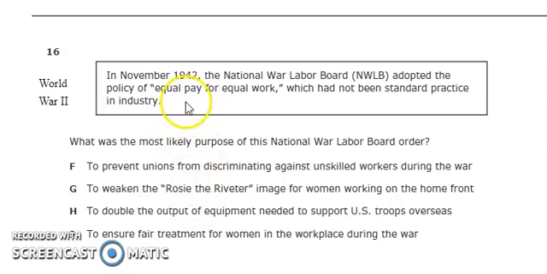Now, the question asks what was the most likely purpose, and we're going to highlight the question just to make sure that we get the keywords in. So what is the most likely purpose of this National Wage Order? So most likely, we should highlight purpose too. But of course, most likely purpose, in other words, there might be more than one correct one, but what is the most likely reason? What is the reason that makes the most sense for this National War Labor Board order?